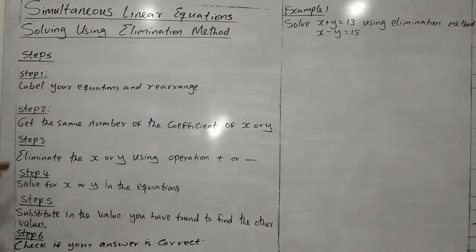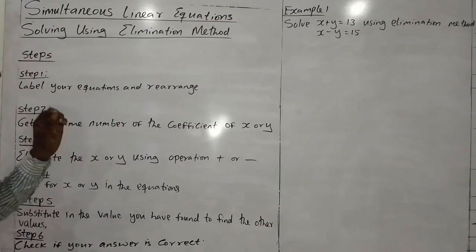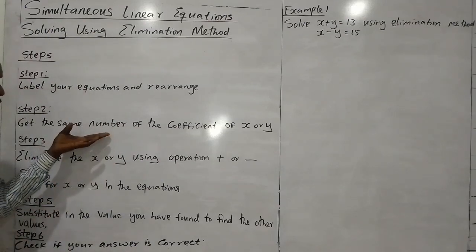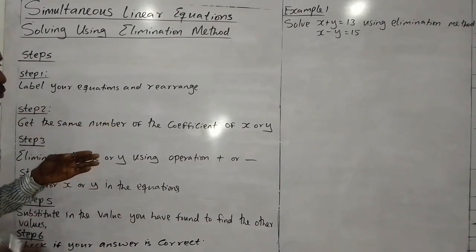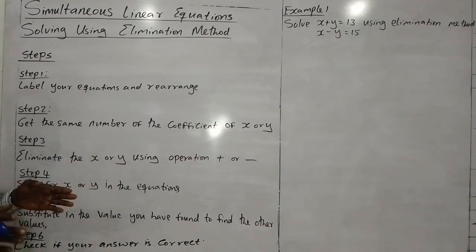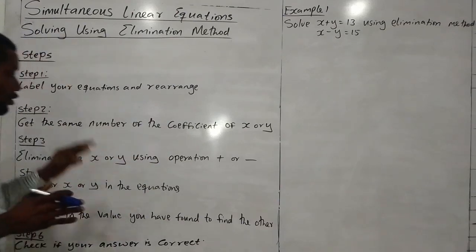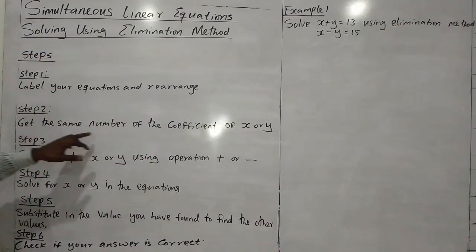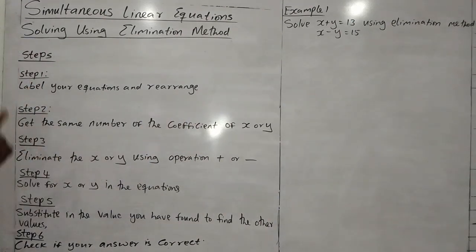The next thing you need to do is to get the same number as the coefficient of x or y. Now, why do you need the coefficients of x and y to be the same? The reason is that when you want to perform addition or subtraction to eliminate one variable, you won't have a problem in the process of adding and subtracting. So you need to make the coefficients the same so that you can eliminate completely.